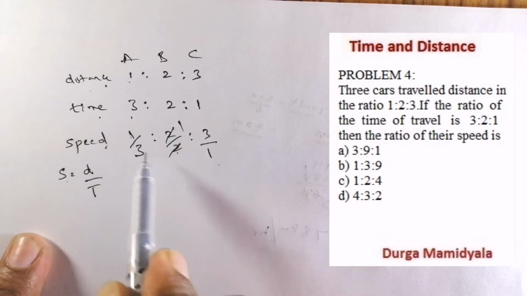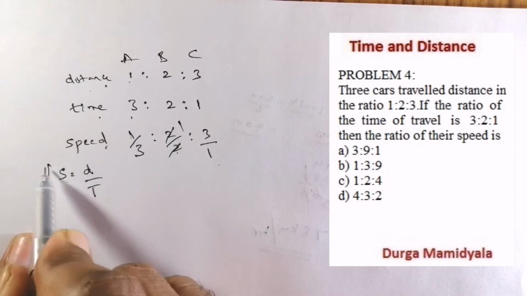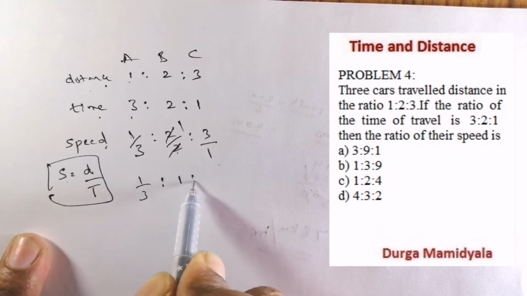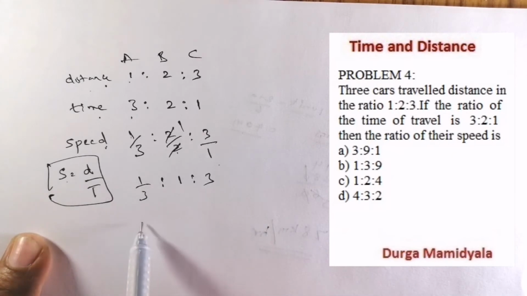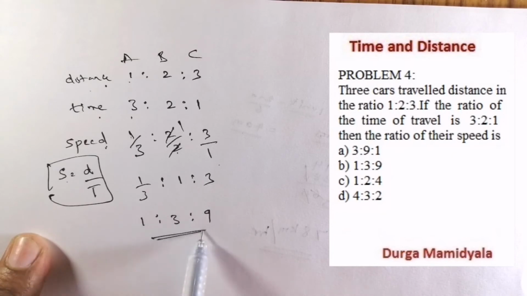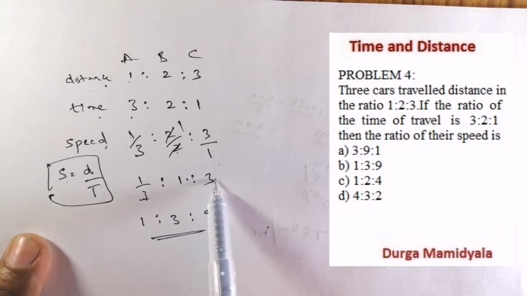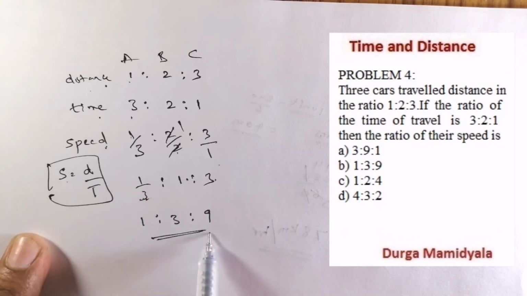So automatically, what happens is 1/3 is to 1:3. So 1 is to 3 is to 9. It is the ratio of speed. That is, we have multiplied this 3 into 1, 3 into 3, right? That is 1 is to 3 is to 9. So this is the answer for our problem, right? So let us move to our next problem.